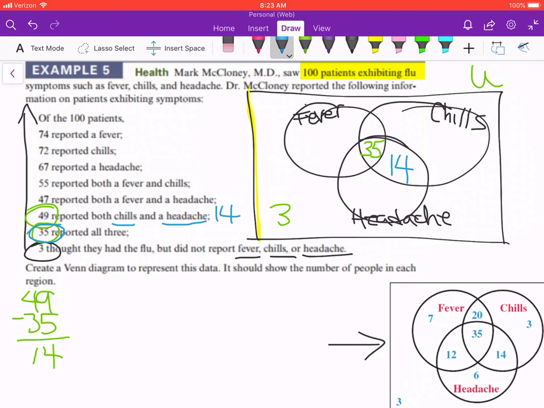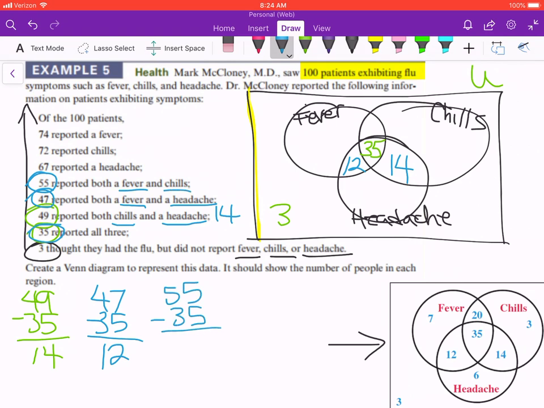Then we move on to 47 reported fever and a headache. So out of those 47, we must subtract the 35 of the triple intersection, and so that will give us 12. So fever and headache, that will be here, 12. Now our next statement says 55 reported both fever and chills. So we have 55, we subtract the triple intersection, and that will give us 20. So that will go here at the intersection of fever and chills.